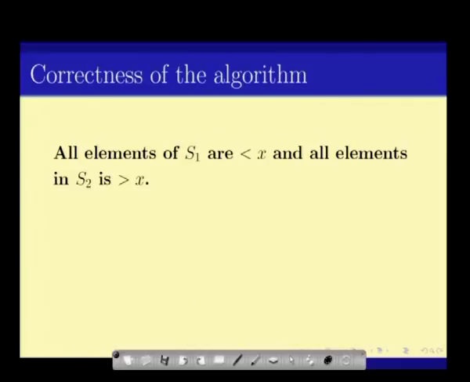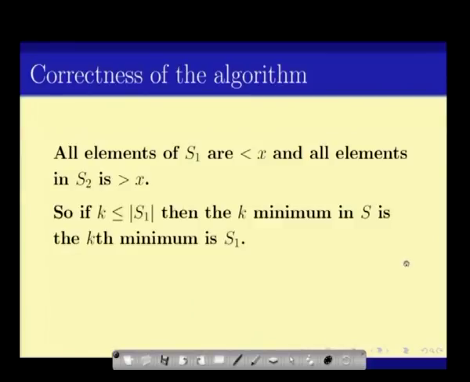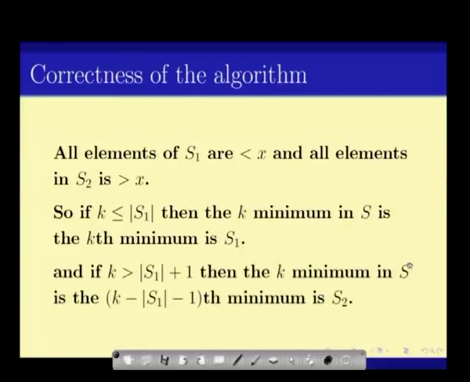Here is the correctness of the algorithm. All elements of S1 are less than x, and all elements in S2 are greater than x. And so, if k is less than the size of S1, then the kth minimum in S is the kth minimum in S1, and if k is greater than S1 plus 1, then the kth minimum in S is the k minus S1 minus 1th minimum in S2.